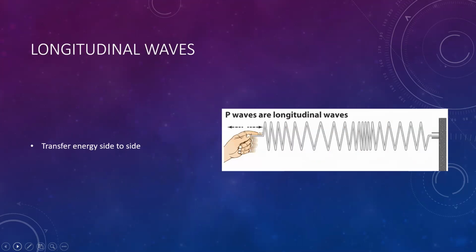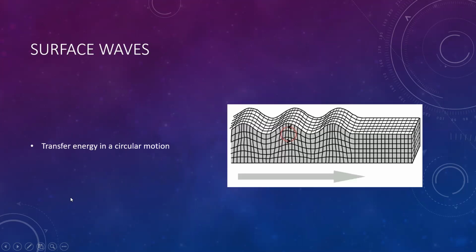Another type of wave is a longitudinal wave. This transfers energy from side to side. So you have things called compressions. So think like an accordion. You have a separation here, and then it moves together here. We call this part a compression, and where they spread out is a rarefaction. So these are moving kind of like an accordion. That's a longitudinal wave.